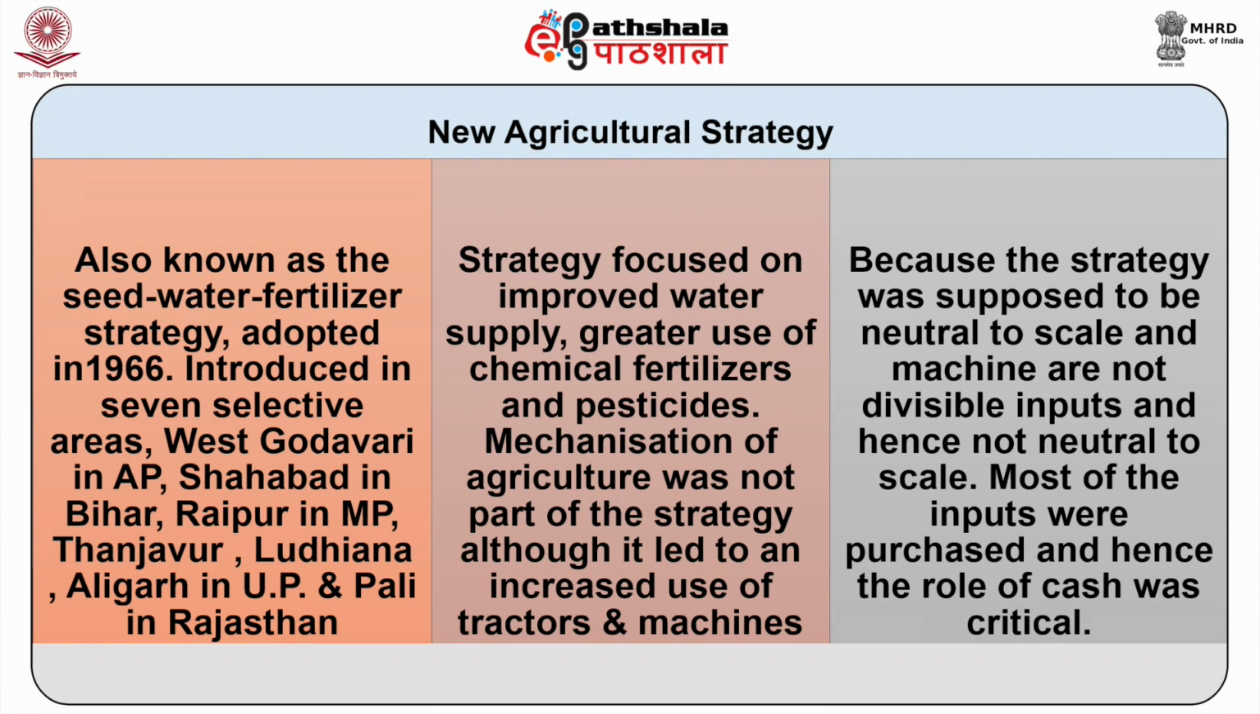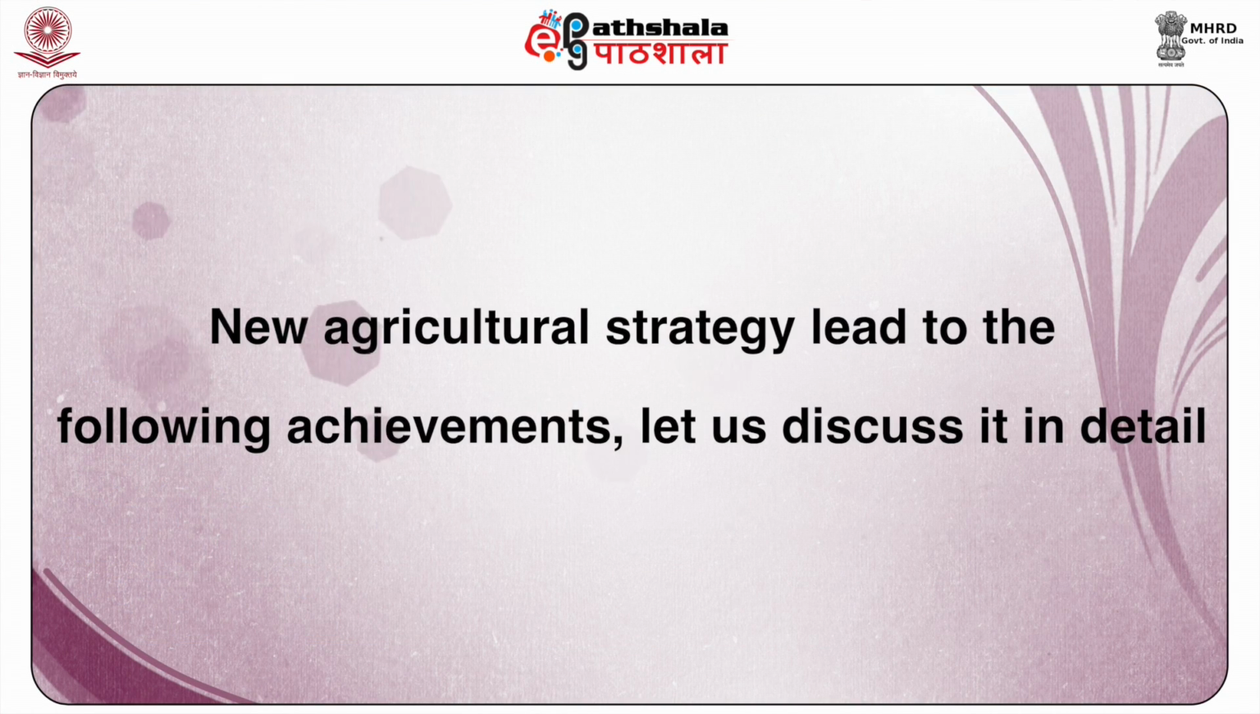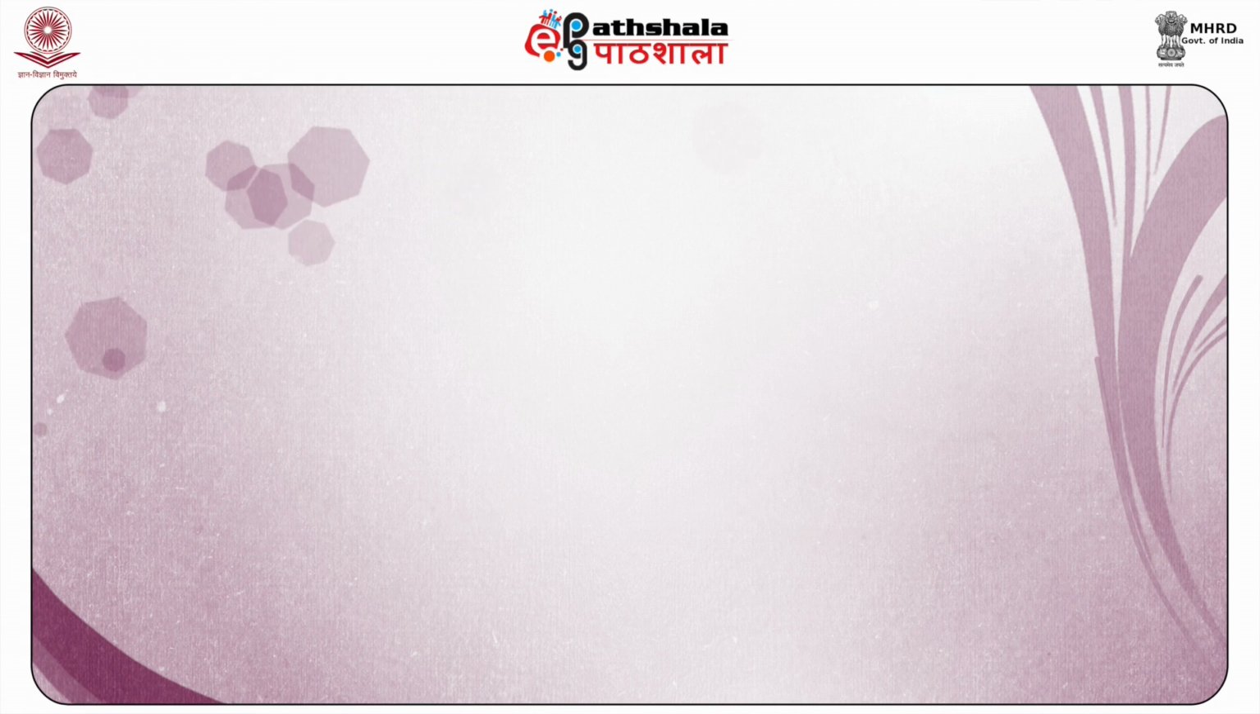Mechanization of agriculture was not part of the strategy, although it led to an increased use of tractors and other machines. This is so because the strategy was supposed to be neutral to scale, and machines are not divisible inputs and hence not neutral to scale. Most of the inputs were purchased inputs and hence the role of cash was critical to the adoption of this strategy. The new agricultural strategy led to the following achievements. Let us discuss them in detail.